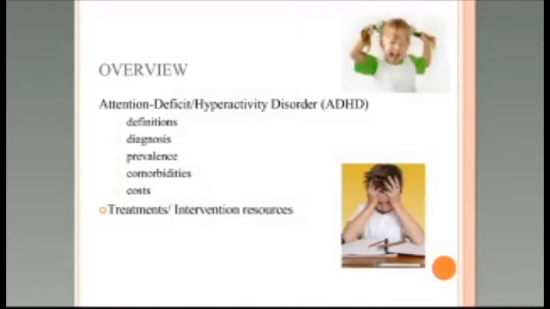So as an overview, we're going to be talking about children like Joey, children with ADHD or Attention Deficit Hyperactivity Disorder. We'll talk first about definitions and the diagnosis of the disorder, its prevalence or frequency in this country, and then comorbidities or other conditions which go along with ADHD and the related costs, and particularly treatment and intervention resources.